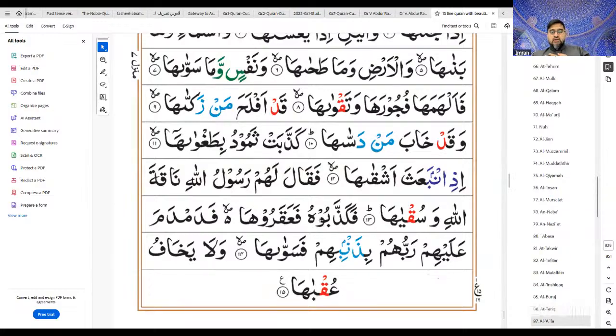فَكَذَّبُوهُ. So they disbelieved them. Or say that they disbelieved him. فَكَذَّبُوهُ. Or they ascribed lie to him. So what would be the command for this? كَذَّبَ.